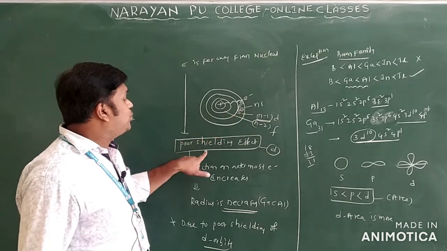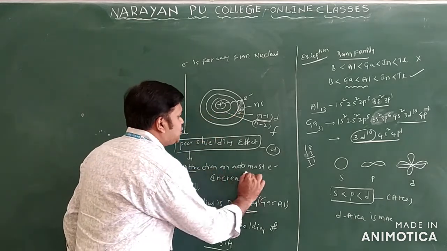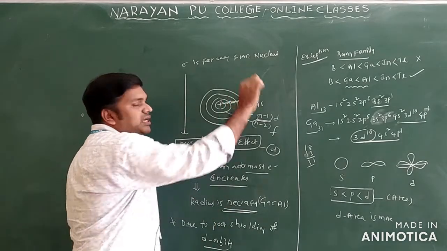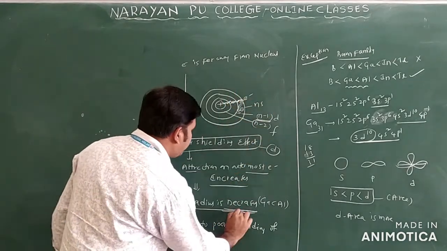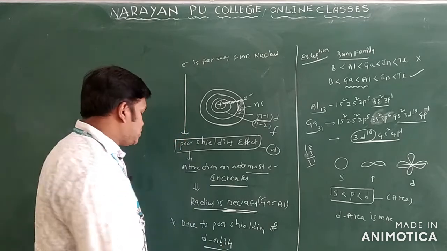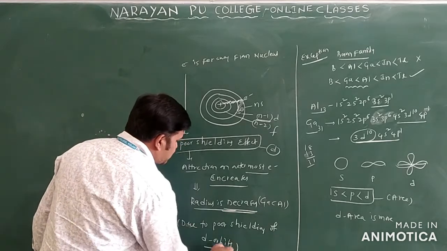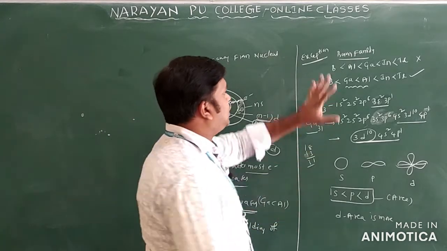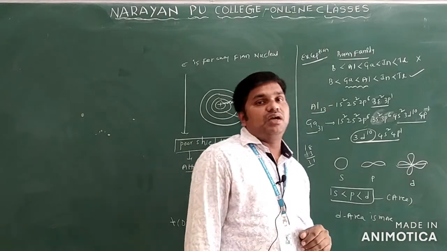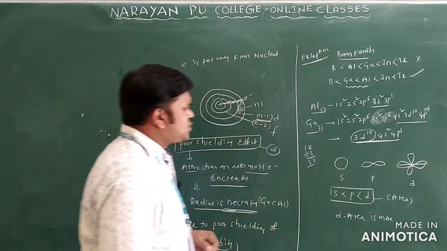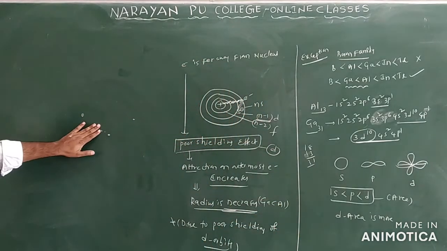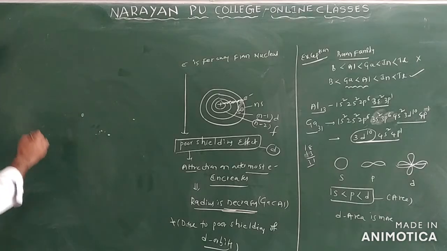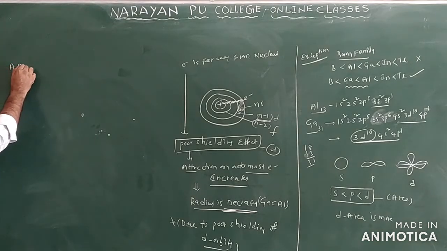When they create the poor shielding effect, the attraction on the outermost electron increases. When attractions are increased, the radius decreases only. So what is the reason? Poor shielding of d orbitals only. This is one of the exceptional cases in the boron family only. The same concept you can observe in transition elements also. So we will see the next concept here, atomic radius.